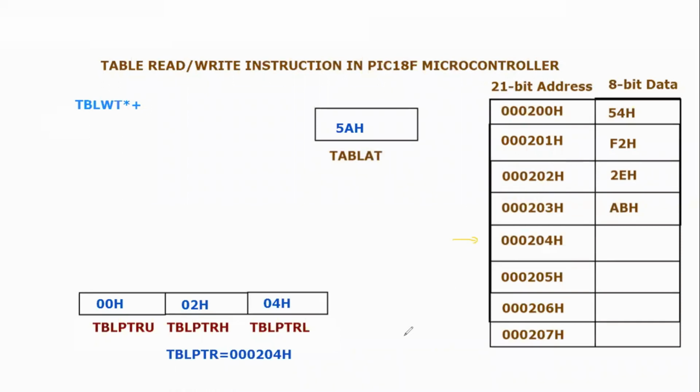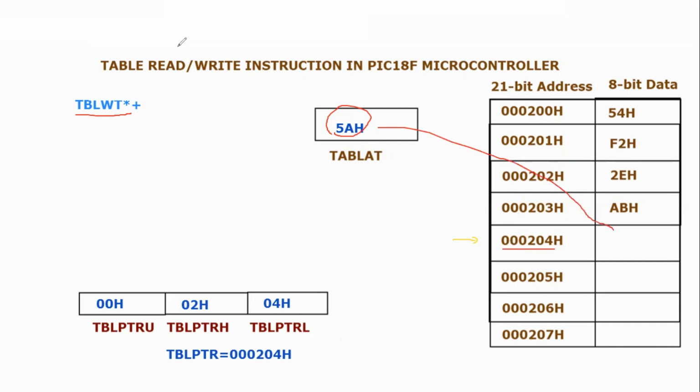So whenever we are going to use this instruction, table write, that means TBLWT for write, static post increment. For that post increment, we are using plus. So if I'm going to use this instruction, what is going to happen? The information which is written in TABLAT register, which is 5A hex, is going to be copied into the location which is being pointed by table pointer, and that location is 000204. So 5A hex will be moved inside this location.